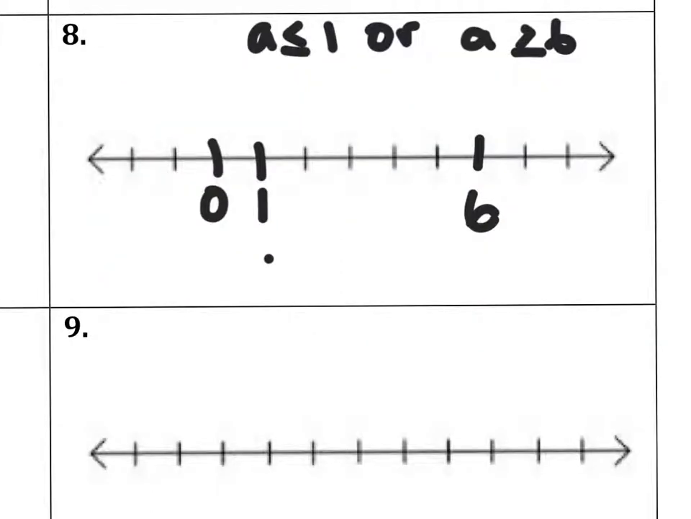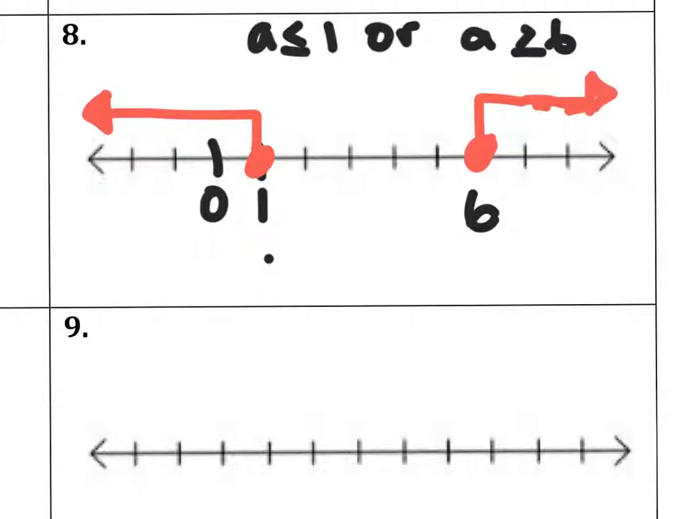So now you want to go ahead and graph. We're going to do a closed circle at 1. We want to go less than. Closed circle at 6 because of the line underneath. And we want to go greater than. So less than or equal to 1, greater than or equal to 6.